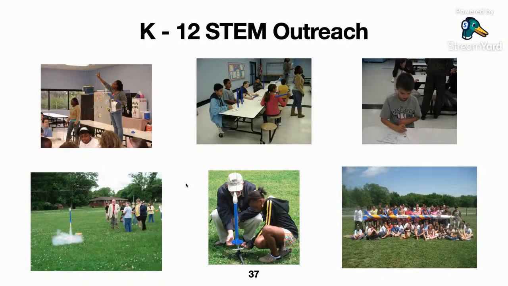So this is our kindergarten through 12th grade STEM outreach. This young lady is showing something about rockets. I believe she's talking about the parachute to these students. The students are building their own rockets. You can see the fuselage tube. And then this is a very young student, and he, I think, is assembling a rocket out of just paper and adhesive tape.